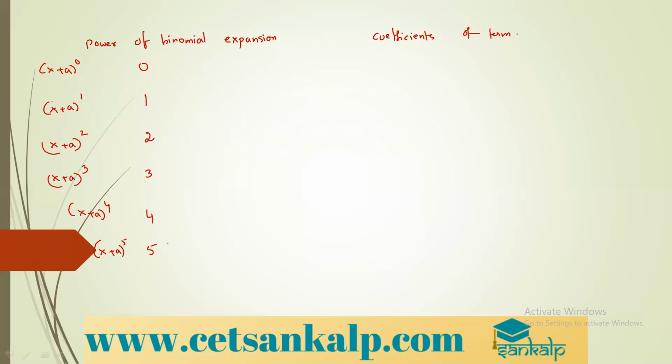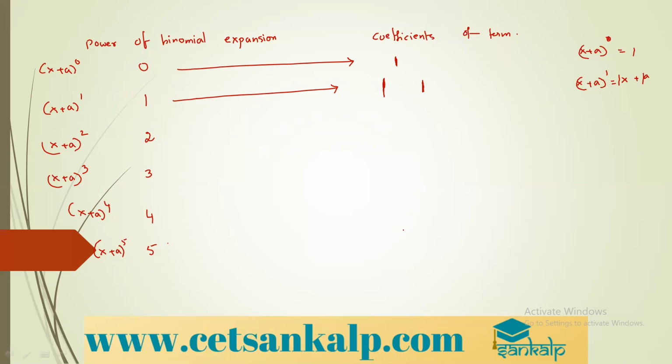What are the coefficients? Suppose you have x plus a whole power 0, it is nothing but 1. So there is only one coefficient, that is 1. Next, suppose it is x plus a whole power 1, there are two terms, x and a. Did you see the coefficient of x is 1, coefficient of a is 1. So we have two ones here, here and here. In this case, only one. In this case, two ones are there.